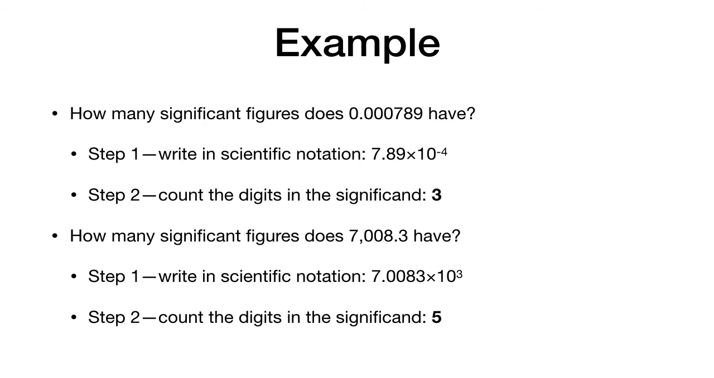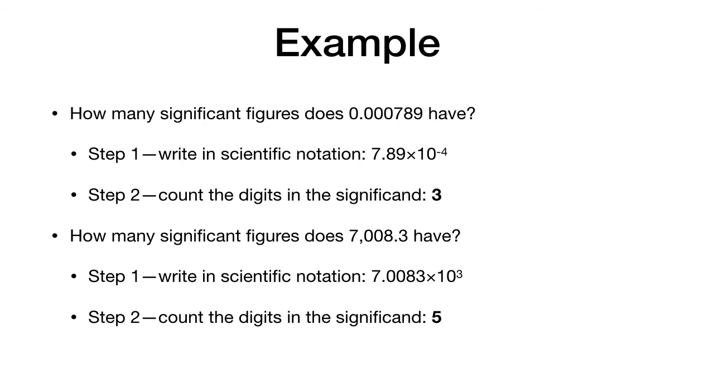Now let's look at the number 7008.3. How many significant figures does it have? Well, we're going to write the number in scientific notation. The number is 7.0083 times 10 to the third. All right, so now we're going to count the digits in the significand. There are five. So that means this number has five significant digits.